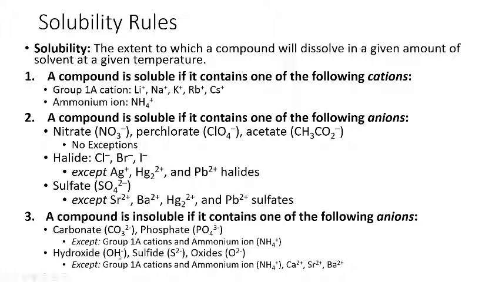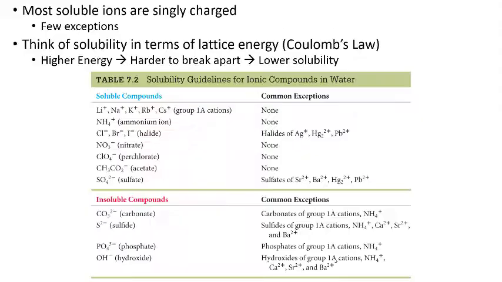Next, hydroxides, sulfides, which are S2-, and oxides are always insoluble, except again if they're with our alkali metals or ammonium, because we know that they are always soluble with no exceptions, or with calcium, strontium, or barium, which are our heavier alkaline earth metals. Okay, so again, I recommend when you study this to actually look at the periodic table and kind of memorize visually where those exceptions occur on our periodic table.